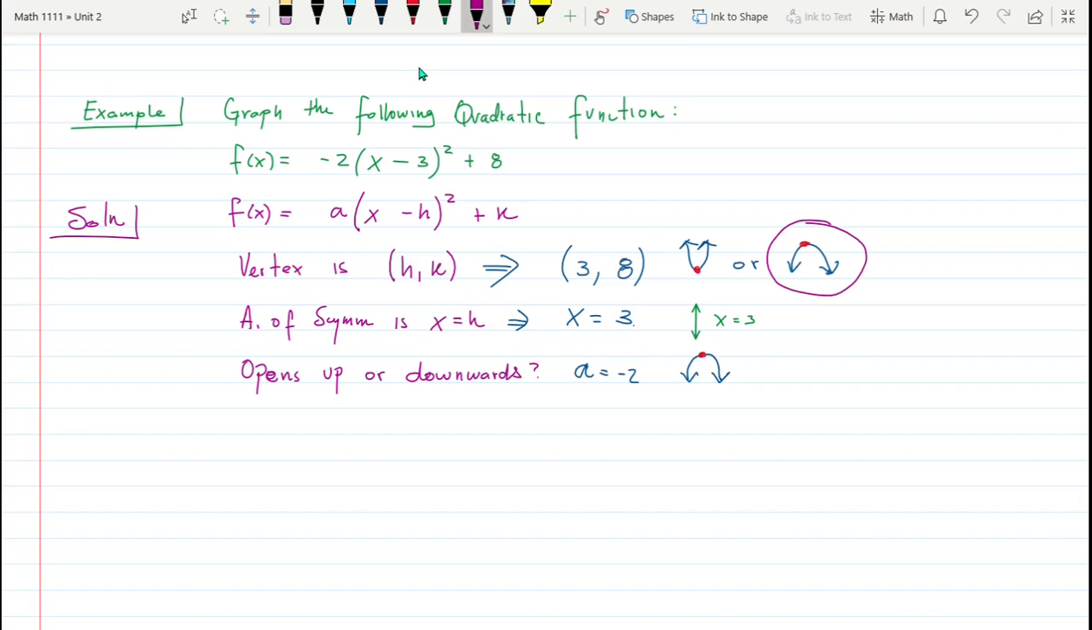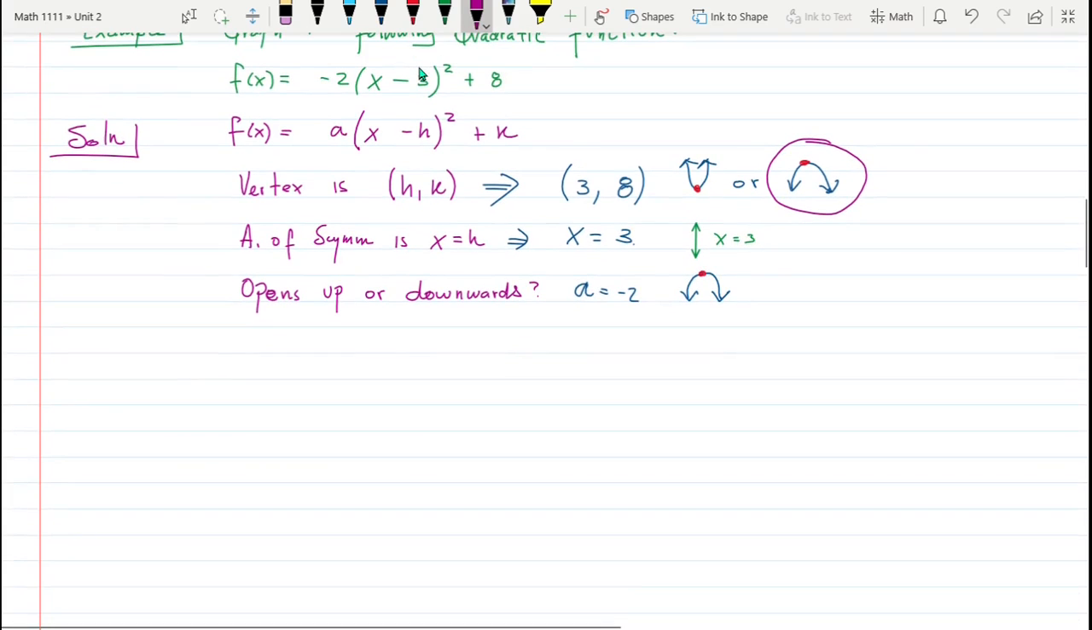Now, do we have enough information to make a good graph? Well, kinda. We could use a couple other pieces of information. We can figure out the y-intercept. And we figure out the y-intercept by letting x equal to 0. So we plug in x equals to 0 into the original equation, and we're going to have the following.